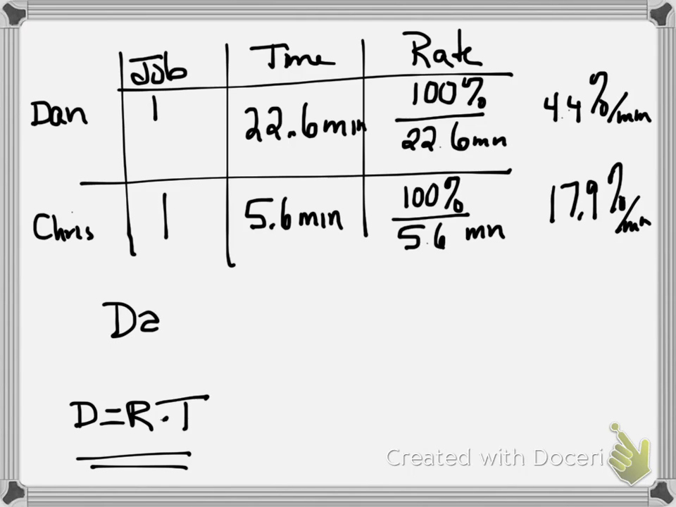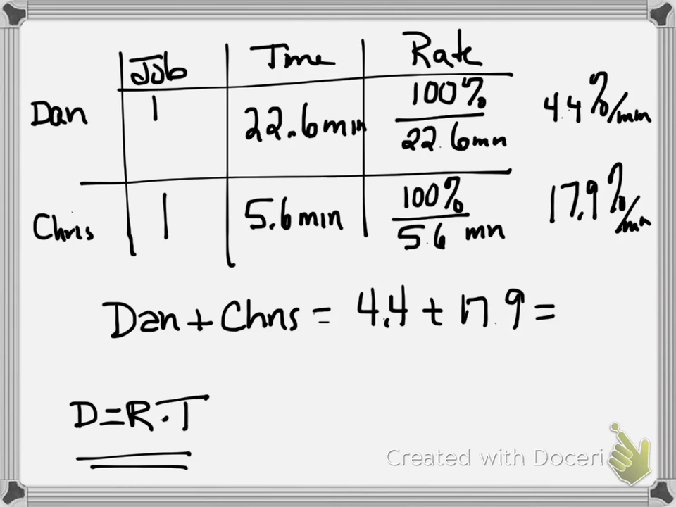Okay, now our job is to figure out how much time it takes for them to work together, if they are working together. So Dan plus Chris is 4.4% per minute plus 17.9% per minute, which is 22.3. Okay, and that's percent per minute.